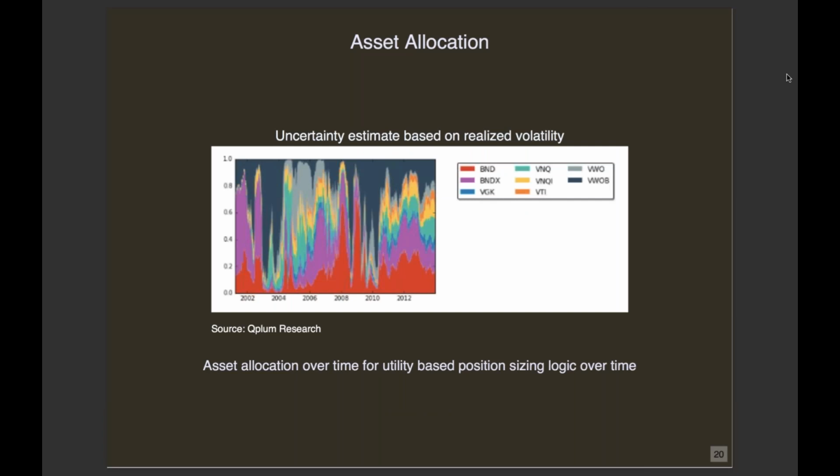This is the asset allocation that we get for this version of the strategy. So here we did not have any explicit constraints on how the asset allocation can change over time. And therefore you can see that the model takes a decent amount of liberty in the sense that the asset allocation can change drastically over time.